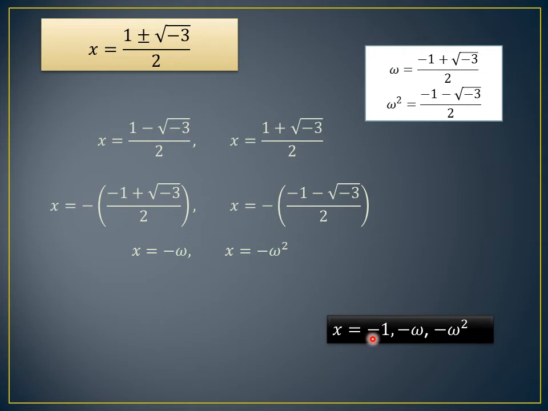One was minus 1, which was in the previous slide. The second is minus omega. The third is minus omega square. It means the cube roots of minus 1 are minus 1, minus omega and minus omega square. X was supposed to be the cube root. So we are having three values of cube root now.